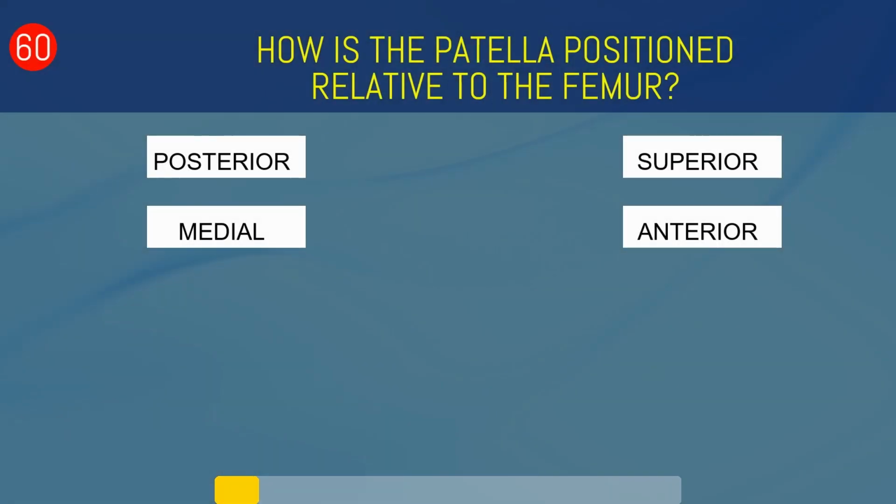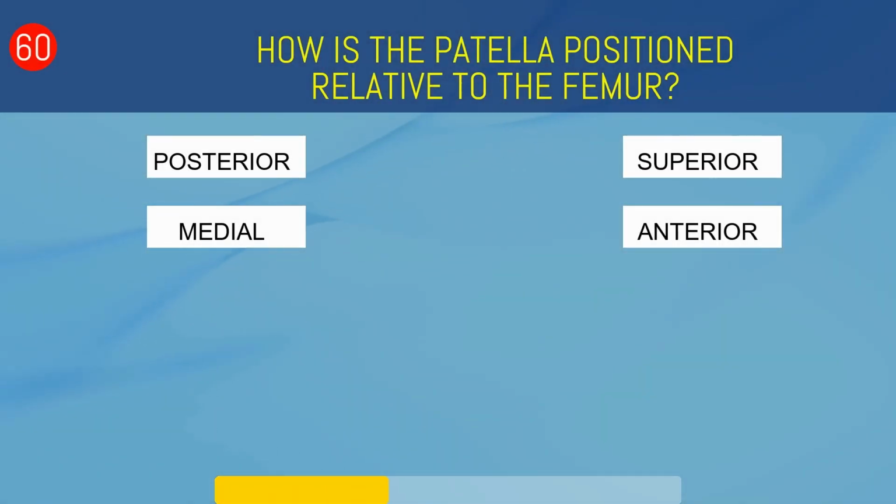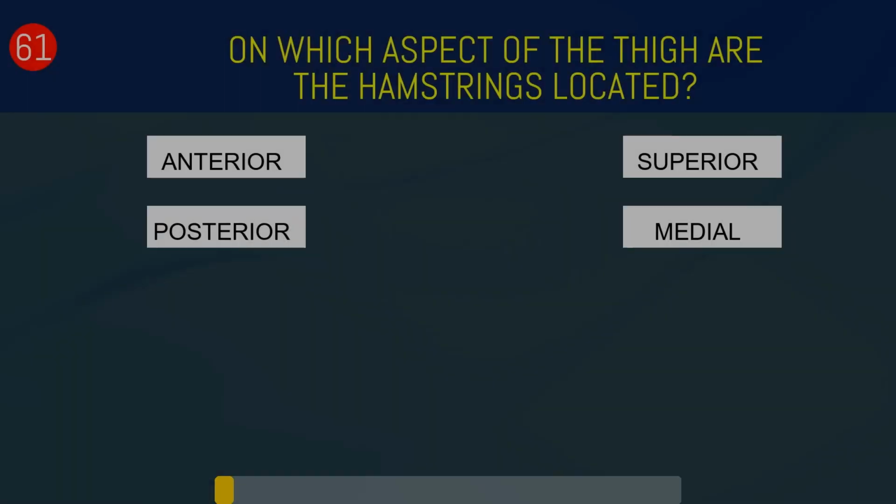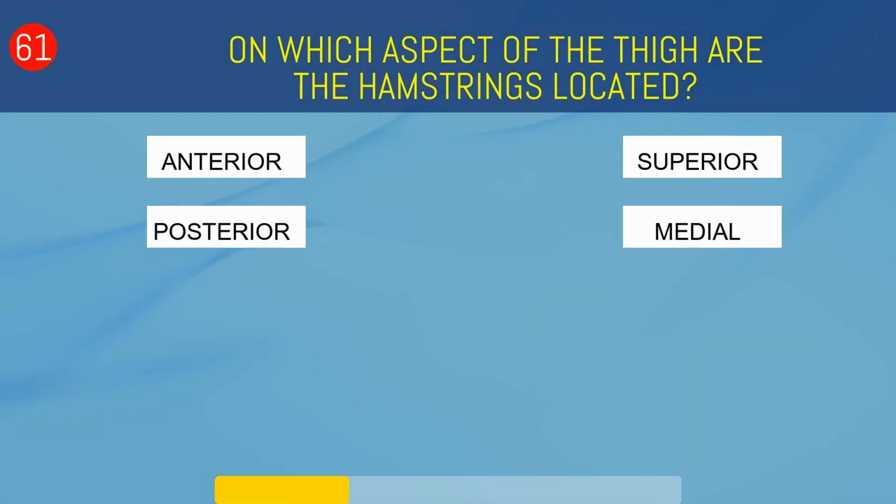Anterior. How is the patella positioned relative to the femur? Posterior, medial, superior, or anterior? Anterior. On which aspect of the thigh are the hamstrings located? Anterior, posterior, superior, or medial?